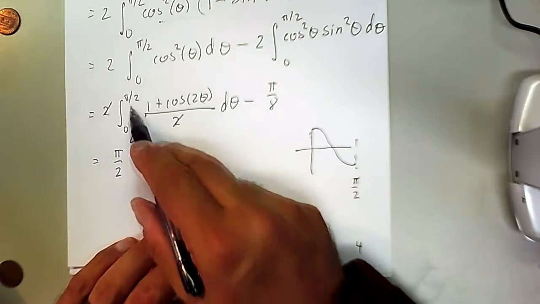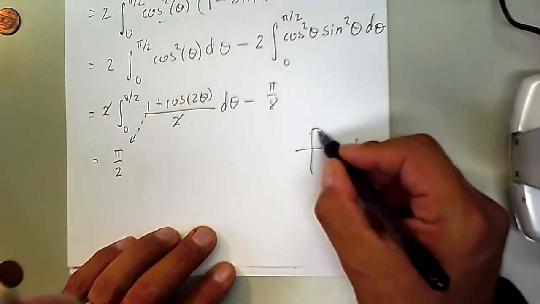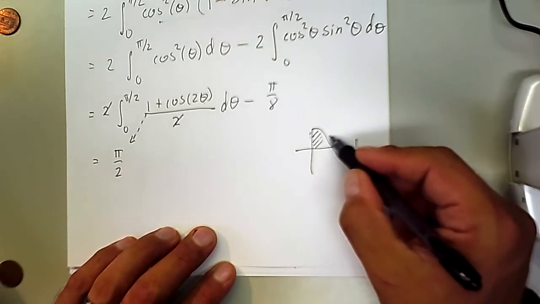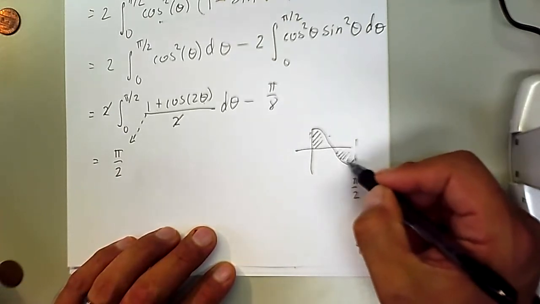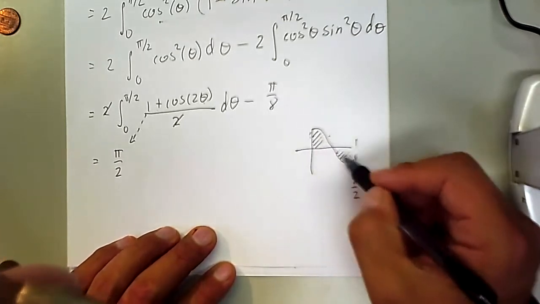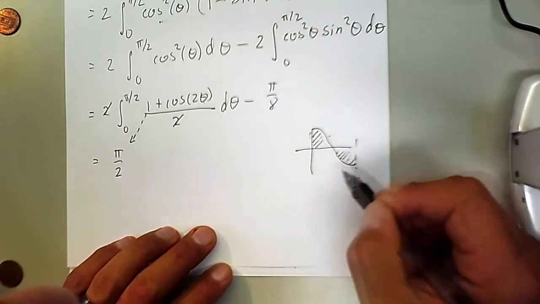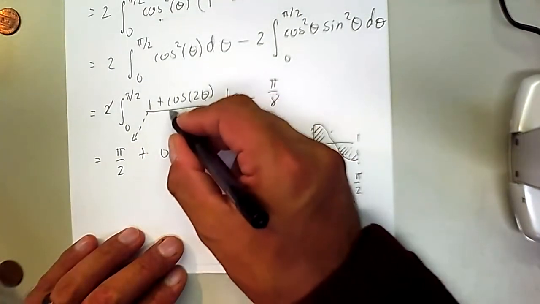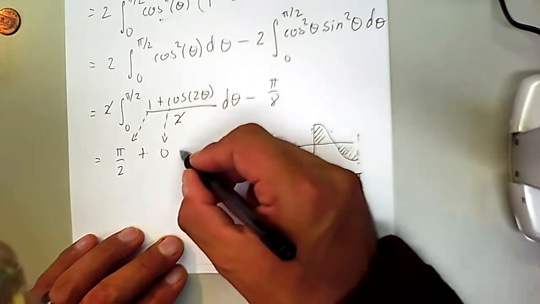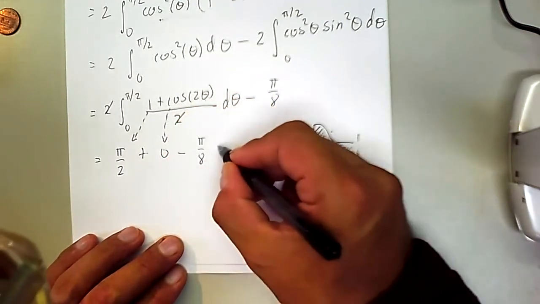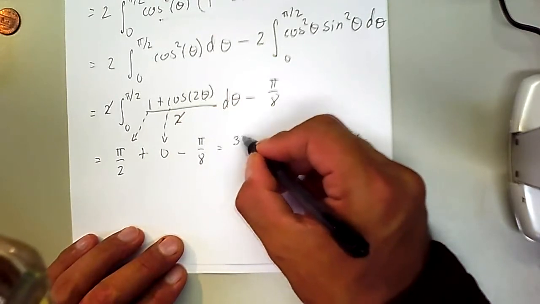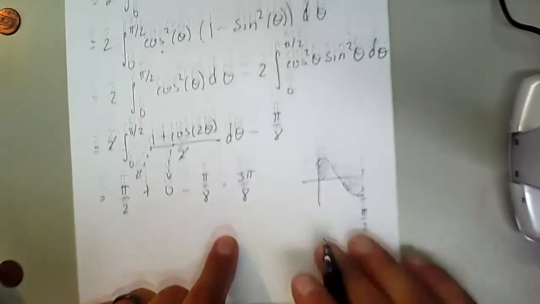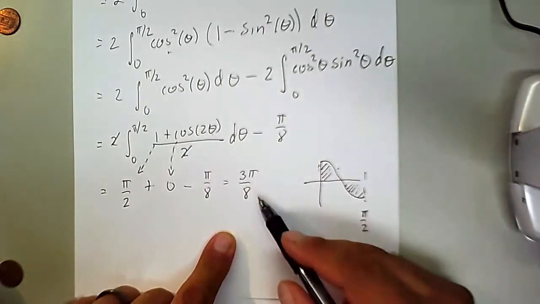Well, the integral from 0 to pi over 2 is going to be, again, 0, because one portion is above the x-axis, the other portion is below the theta axis. I meant to say theta in both cases. And so they're going to neutralize down to 0. Okay, so plus 0, that came from this cosine, but then we got to subtract pi over 8. So we end up with 3 pi over 8. So this integral is equal to 3 pi over 8.